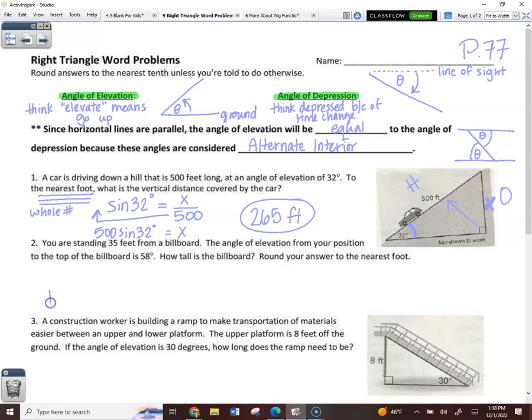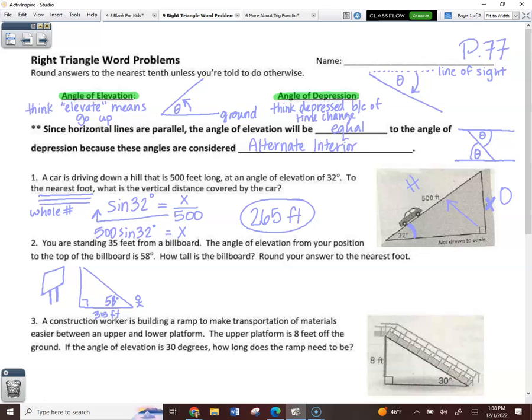So, we got a billboard, right? We got someone standing how far away? Where's the 35 go? The bottom. Where's the 58 degrees go? By the person, because it said elevation. Please don't put 58 degrees on the outside of the triangle.